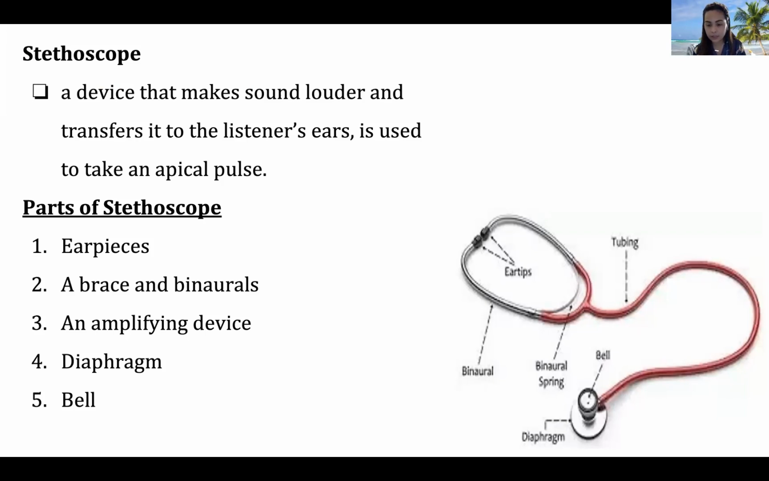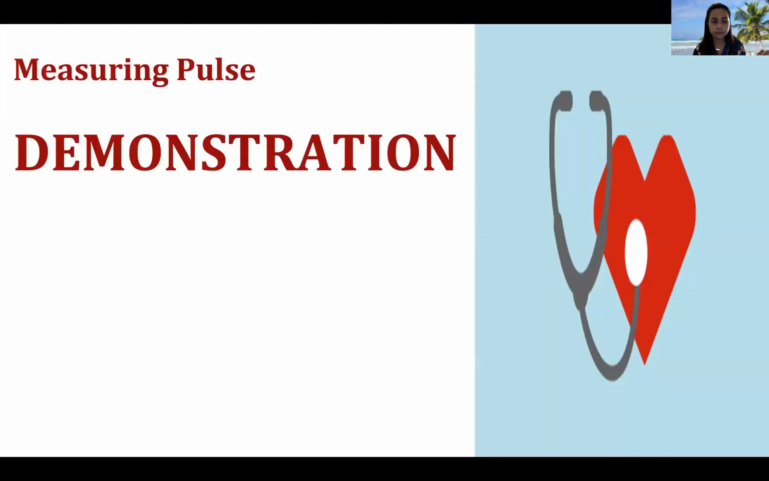In the picture, this is the bell, and the diaphragm we are using for the apical pulse. We have the tubing, the spring, the binaural, and the ear tips. We should always clean the ear tips, the diaphragm and the bell before using it, because we don't know if it was used already on other patients. As prevention for infection, we should clean it with a cotton swab or alcohol swab. The demonstration will be done in our face-to-face.